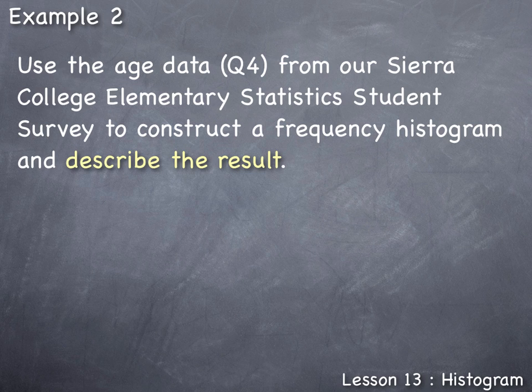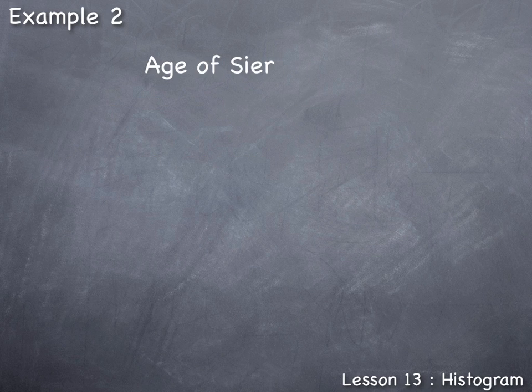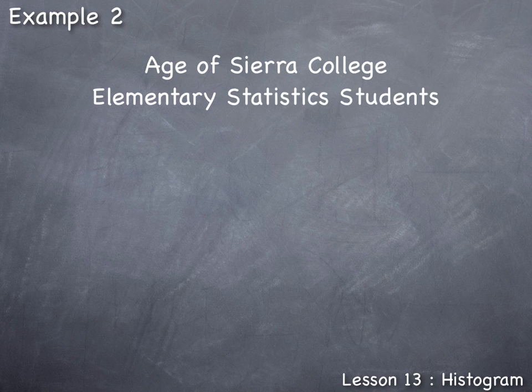So to begin, we need a title. The title needs to communicate the data, which in this case is age, along with the population from which the sample was collected. In this case, Sierra College Elementary Statistics students. So an appropriate title for this histogram would be Age of Sierra College Elementary Statistics students. Then to construct the actual histogram, we need to draw both the vertical and horizontal axes.